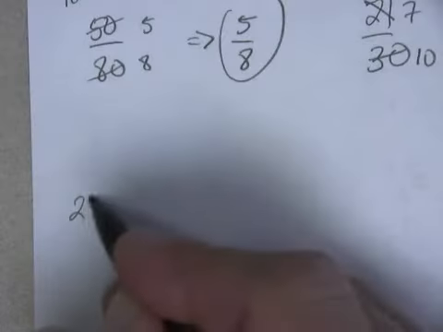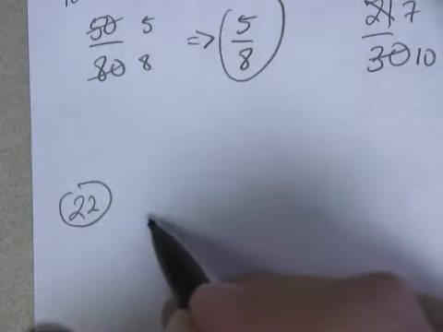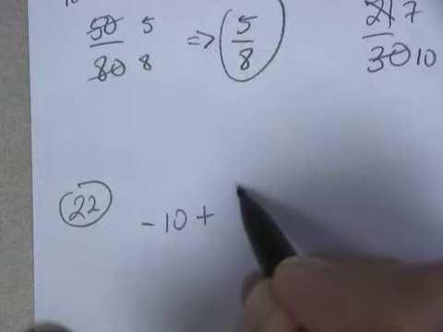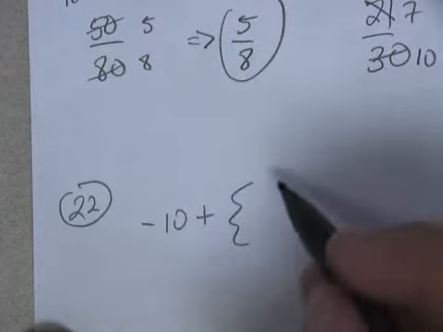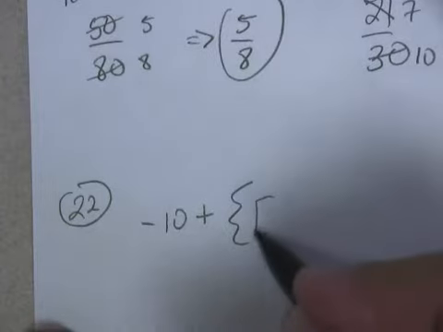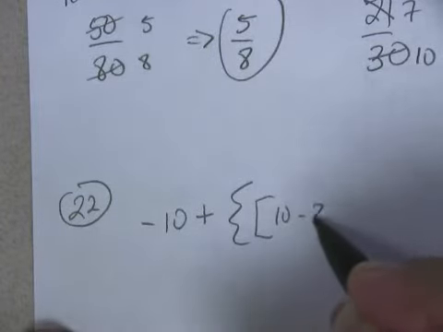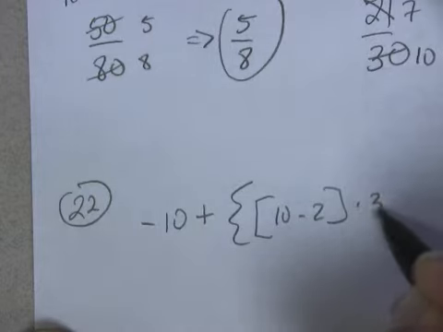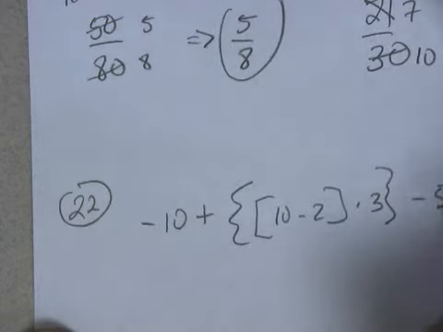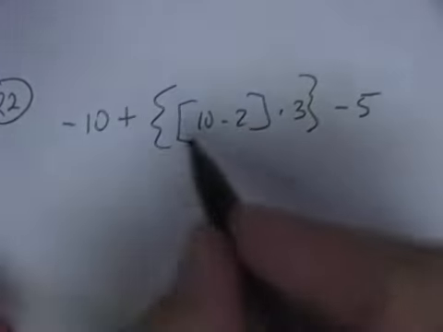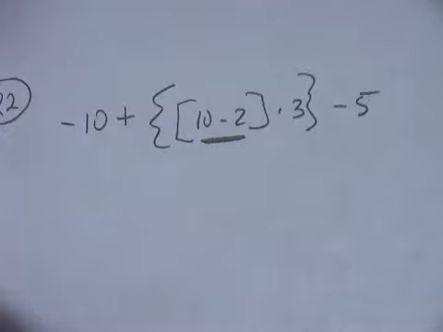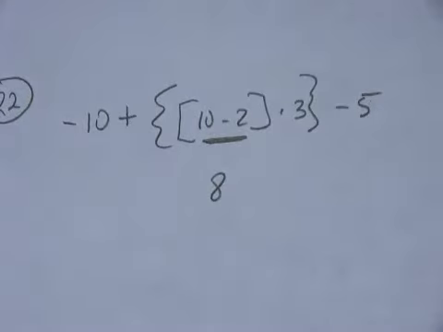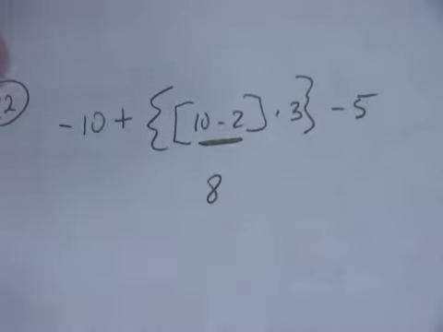Okay, we're going to jump over and do number 22 of the lesson. 22 is going to be -10 plus, looks like we got a brace, and then we have a bracket, and then we got 10 minus 2 times 3 minus 5. And let's see what happens. We're going to start with the innermost parentheses, so we're doing the 10 minus 2 first. That's 8. Get in the habit of bringing everything else down along the way. If you forget something, that's when you're going to mess up.